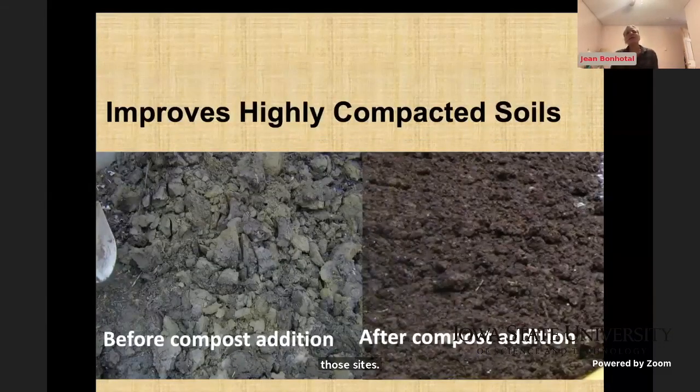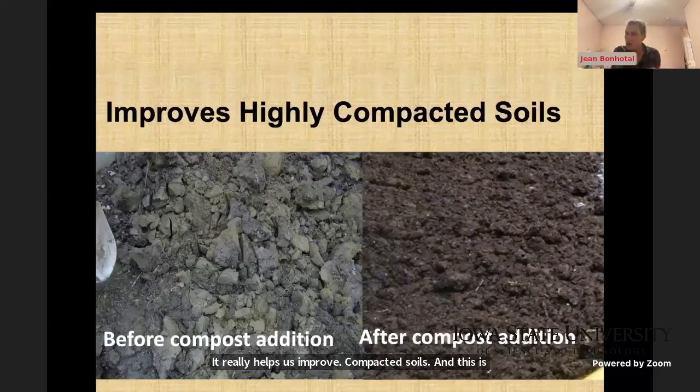It really helps us improve compacted soils. And this is before and after. And we really don't want that rock hard stuff with lots of clay and all that. The organic matter actually helps us a lot to work with that.